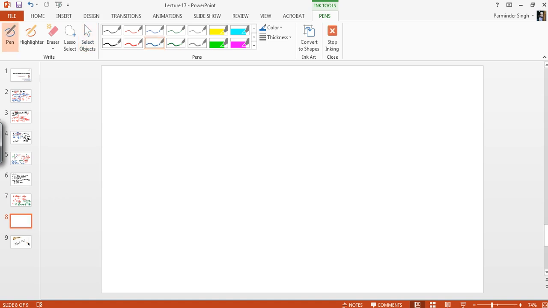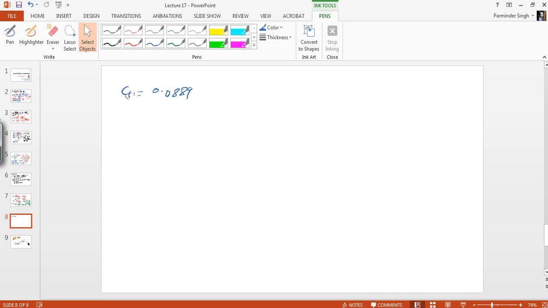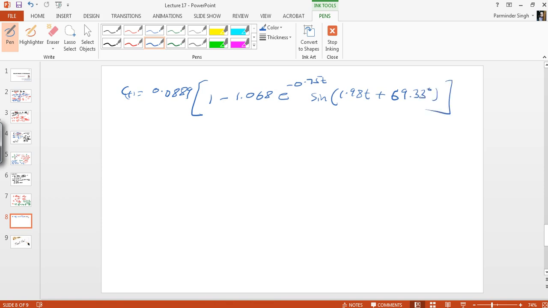So C(t) comes out to be 0.0889, because we can solve this. We can solve 0.1 into this, so it becomes this much into 1 minus 1.068 exponential of minus 0.75t into sine of (1.98t plus 69.33 degrees). So that is this.